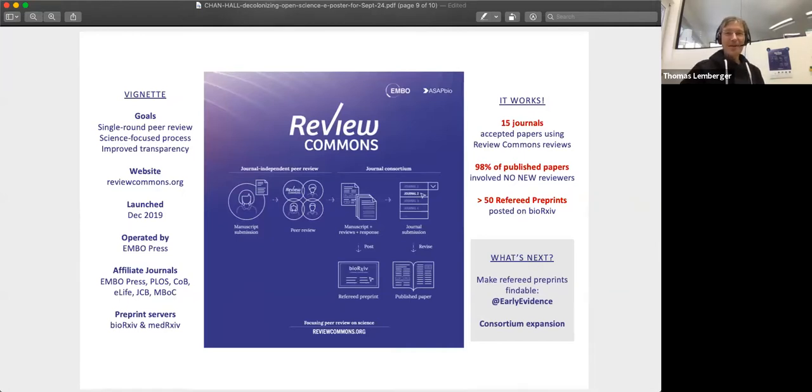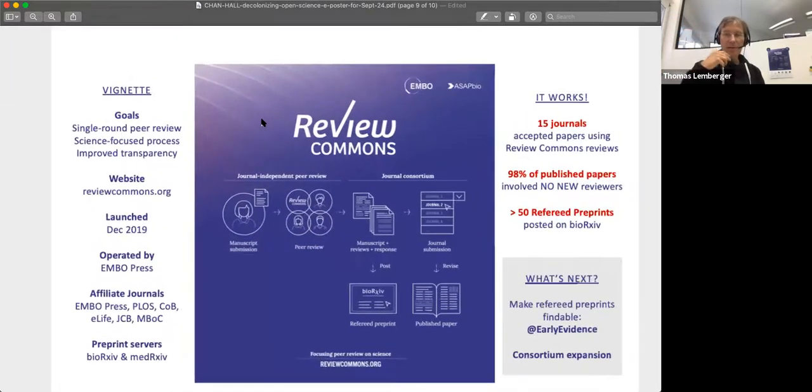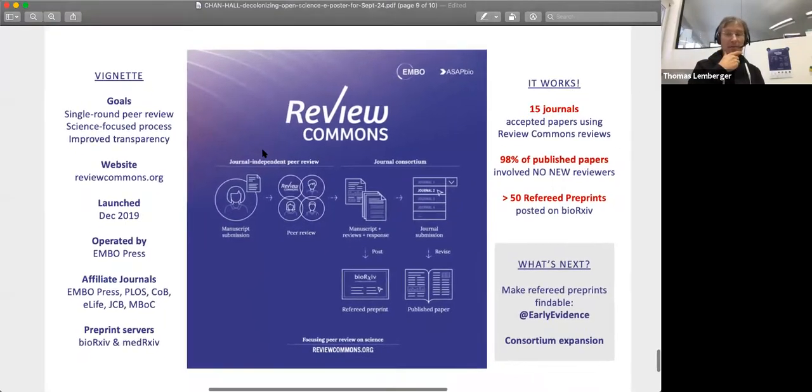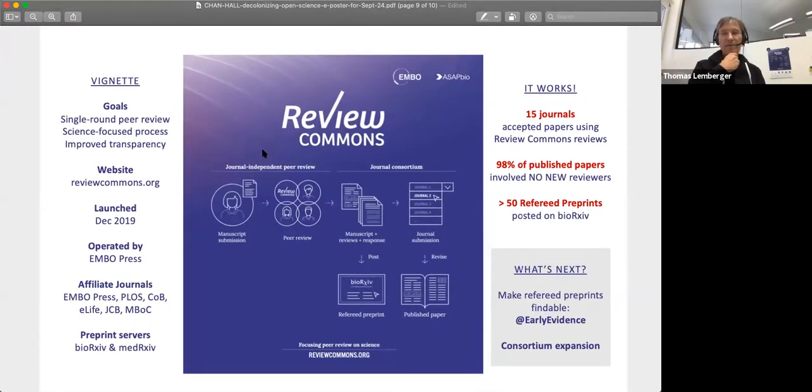My name is Thomas Lemberger. I'm located in Germany, in Heidelberg. I'm the deputy head of scientific publication at EMBO. And today I wanted to present our new Review Commons platform for journal-independent peer review in the life sciences. With this platform, we want to improve the efficiency of the peer review process, the quality of the peer review, and the transparency of the process.